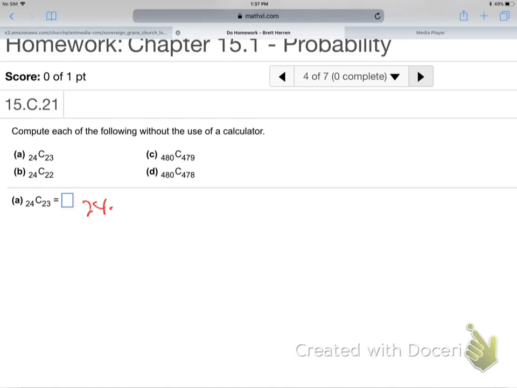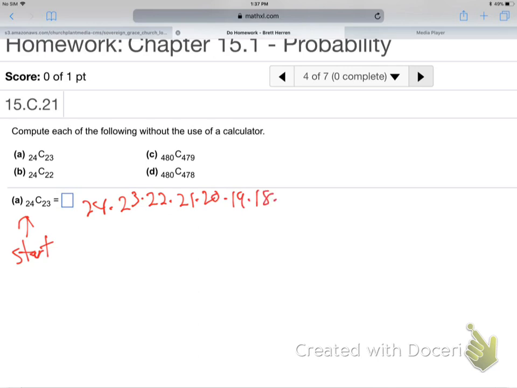Start at 24. So remember, the first number is your starting number, right? Start at 24. Do 23 numbers. That's a little bit of a pain. Do 23 numbers. So in other words, 24 times 23 times 22 times 21 times 20 times 19.